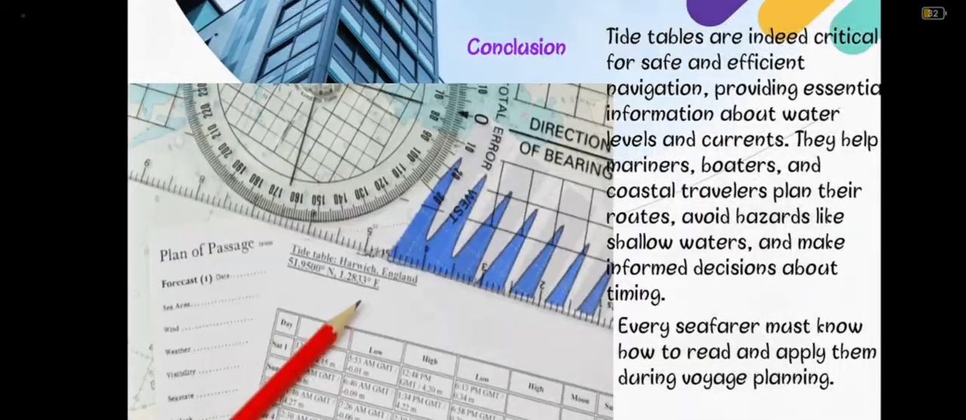Tide tables are indeed critical for safe and efficient navigation, providing essential information about water levels and currents. They help mariners, boaters, and coastal travelers plan their routes, avoid hazards like shallow waters, and make informed decisions about timing. Every seafarer must know how to read and apply them during voyage planning.